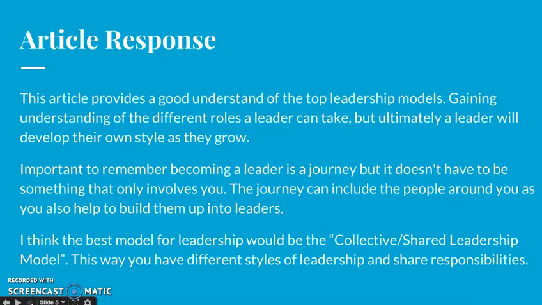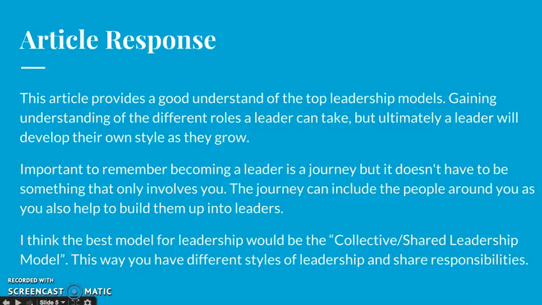This article provides a good understanding of the top different leadership models, gaining understanding of the different roles a leader can take, but ultimately a leader will develop their own style as they grow. This article did a really nice job of outlining each of the different models in depth so that you have background knowledge of what would work best for you in what situations. It's important to remember that becoming a leader is a journey, but it does not have to be something that only involves you. This journey can include the people around you as you also help to build them into leaders.